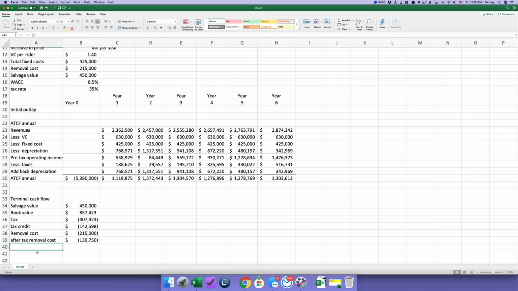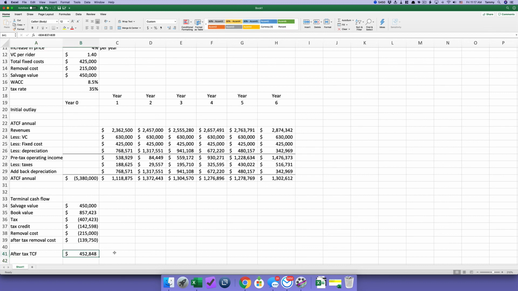Okay, so now here we go. Our after-tax terminal cash flow is going to be the salvage value plus the tax credit, which is adding a negative, minus the cost to remove. So we add the negative there. So that is our after-tax terminal cash flow.